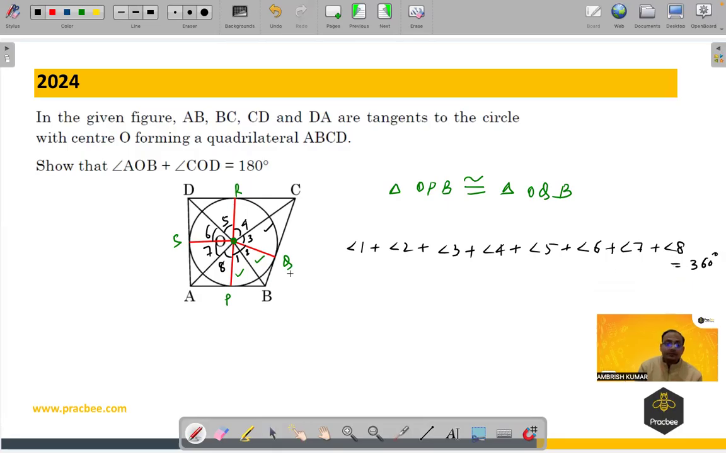Now see, in AOB, what you need to take here is 1 plus 8. So look, what you can do, 1 and 2 are equal, so 2 can be written as angle 1, right? So 2 times angle 1.